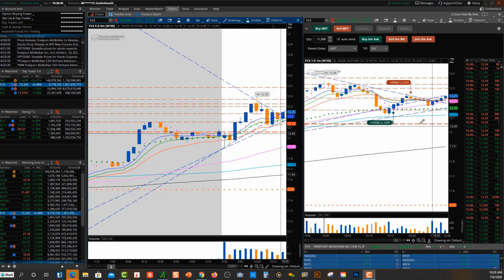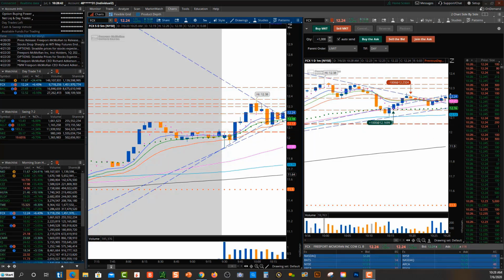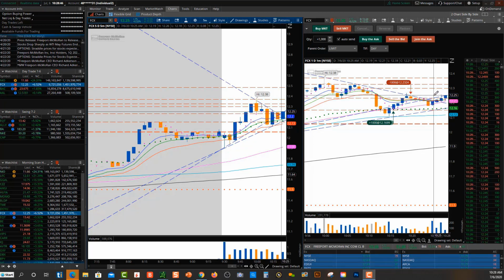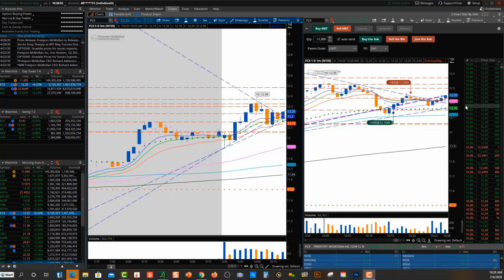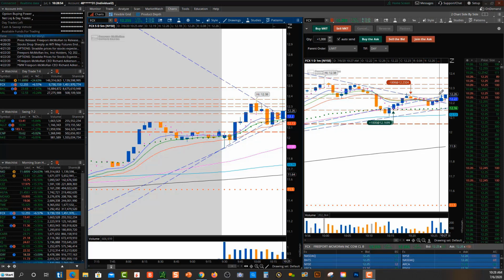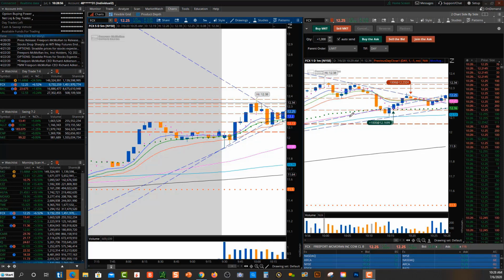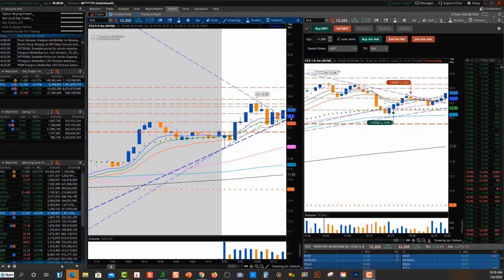Also kind of a symmetrical triangle. So we've got to watch and see how this one plays out. Give it another minute or so to form. It's moving right back up to that 1225 level. I'm going to let the 5 minute candle form. I'm not going to just get in on this one right now. I want to see a 5 minute close.